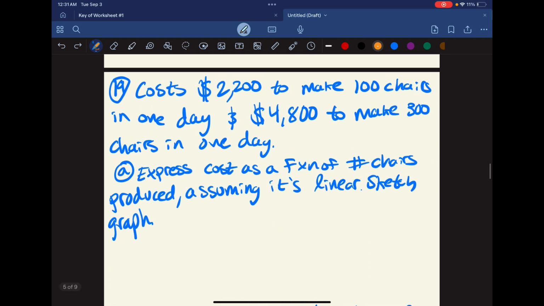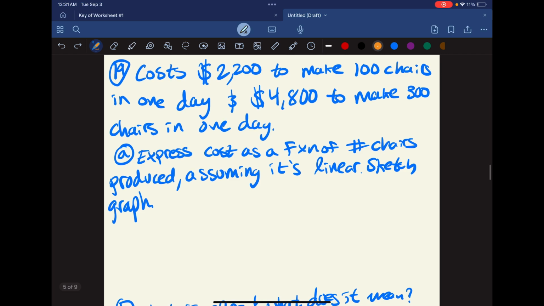Okay, number 19. I definitely truncated this question quite a bit. So it costs $2,200 to make 100 chairs in one day, and $4,800 to make 300 chairs in one day. Express the cost as a function of the number of chairs produced, assuming it's linear. Sketch the graph. So we have, this is like your rise over your run, your f of b minus your f of a over b minus a.